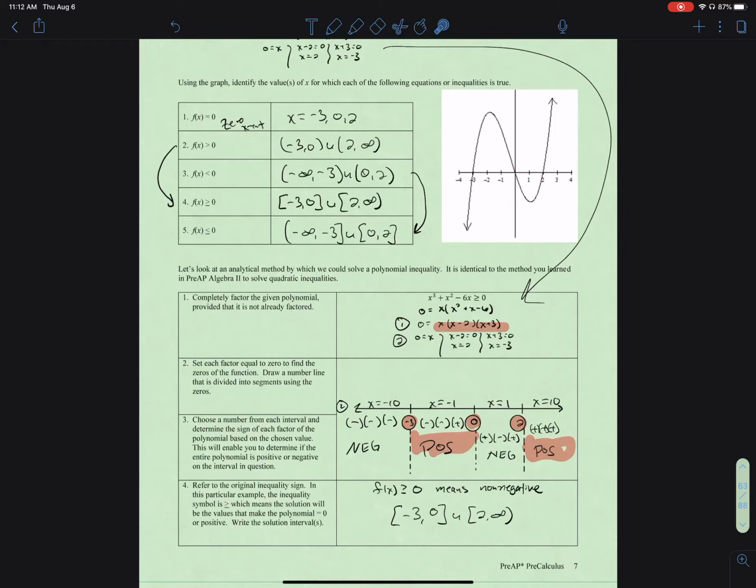So this question was, when is f of x equal to 0 or higher than it? Well, we can look at the graph and see these highlighted spots are when it's equal to 0 or bigger than it. This is an analytical way to do it. You practice this a few thousand times and it's not so bad. Let's do a second example together.